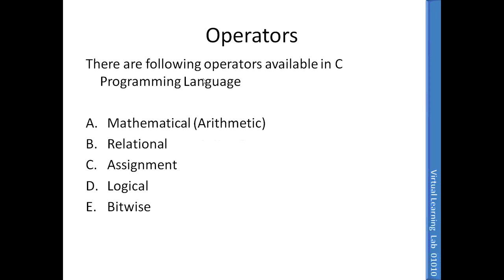Today we'll be discussing operators in C language. Operators can be classified into 5 different categories: mathematical, which can be used for making arithmetic calculations, relational, assignment, logical, and bitwise. We'll be discussing them one by one in consecutive slides.